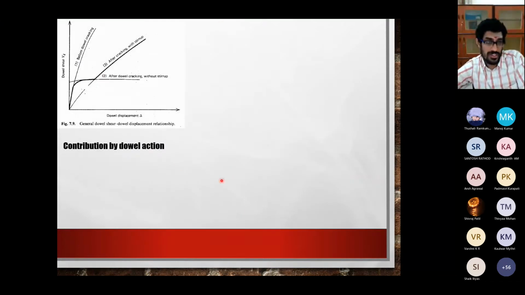Okay, so just a little more look at this dowel action. So you can see over here three cases. The y-axis is the dowel shear force resistance contribution, and the x-axis is the displacement perpendicular to the direction of reinforcement, that is the dowel displacement delta.